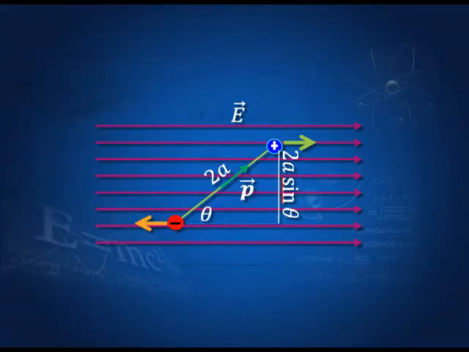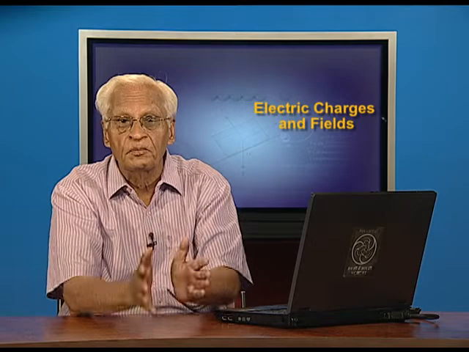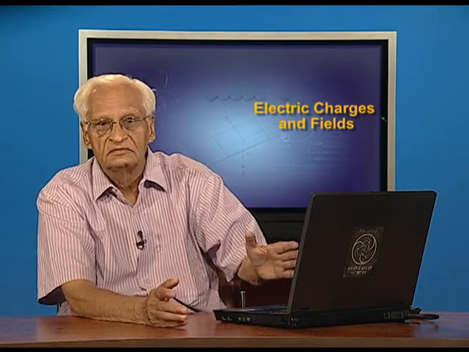This plus q moves because of the electric field, it feels a force in this direction. This minus q feels a force in this direction. These two forces are equal, because the charges are equal and they are opposite. So, they form a couple.